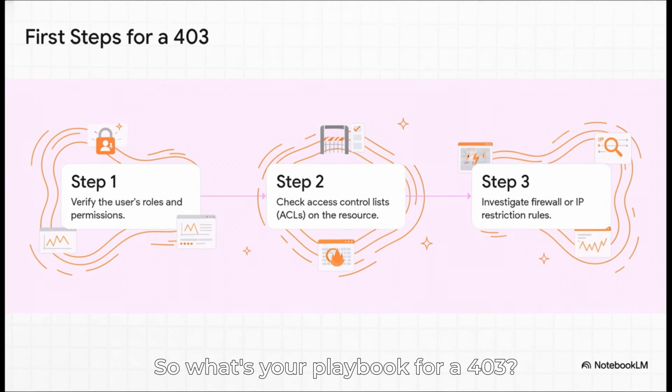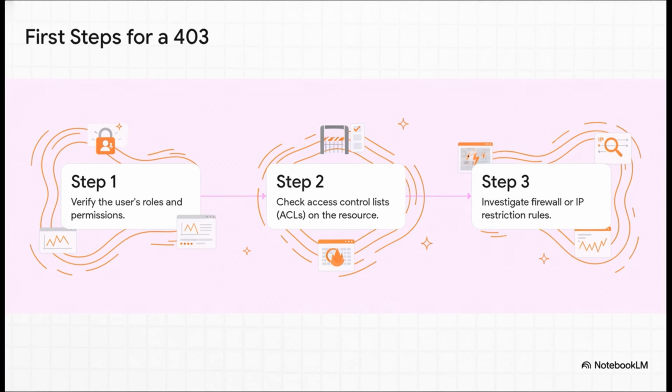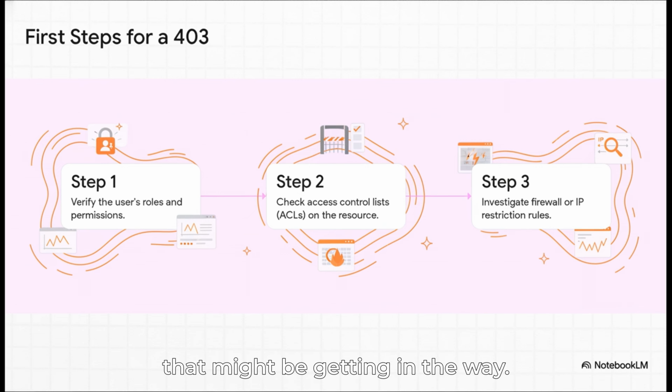So what's your playbook for a 403? It's pretty straightforward. First, check that user's roles and permissions in your system. Then, look at any access control lists on that specific page or resource. And finally, check for bigger things, like a firewall or an IP block that might be getting in the way.